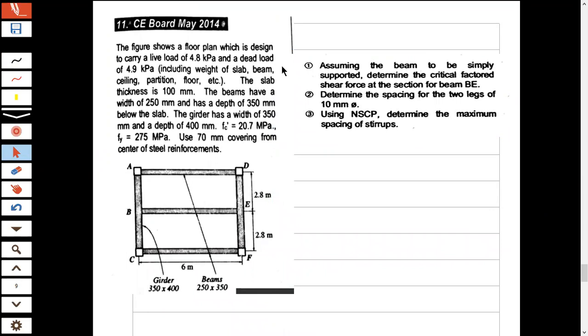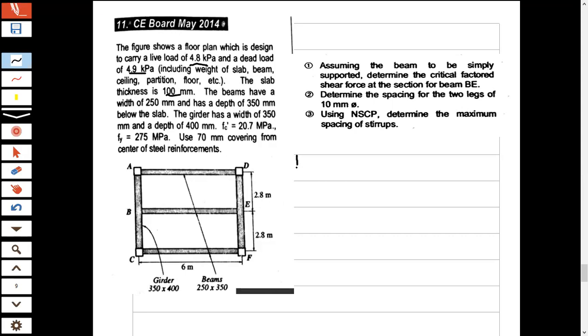Okay. So you have here the figure shows, you have here a floor plan, okay, which is designed to carry a live load of 4.8. So live load is 4.8. Then you have 4.9 is your dead load. It includes weight of slab, beam, ceiling, partition, floor plan, everything. The slab thickness is 100 millimeter. The beams have a width of 250 and there's a depth of 350 millimeter below the slab. So excluding na yan sa 100 millimeter, ano?